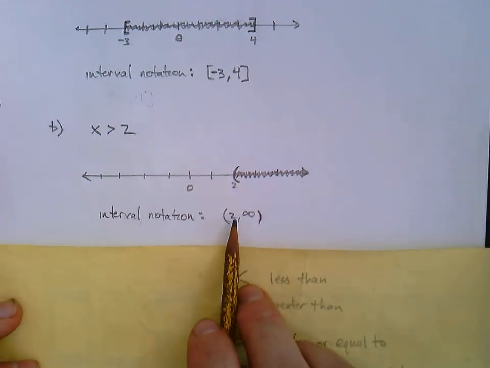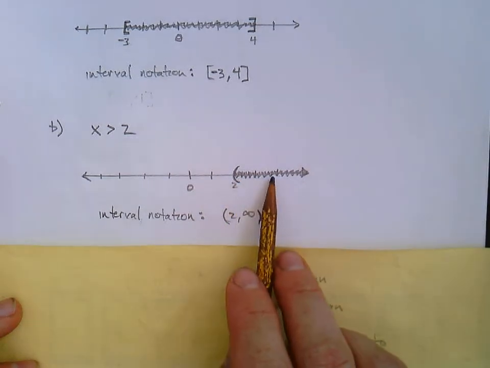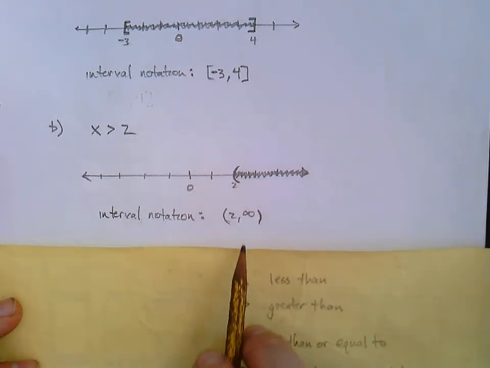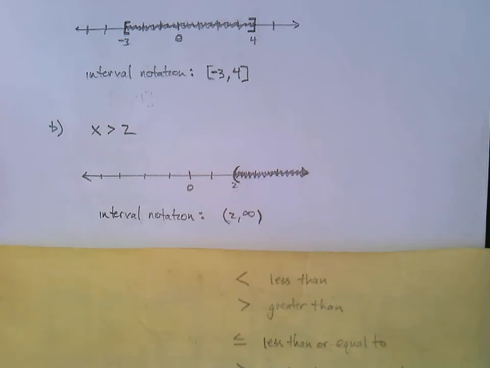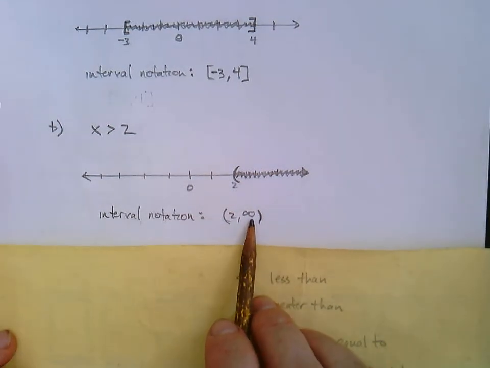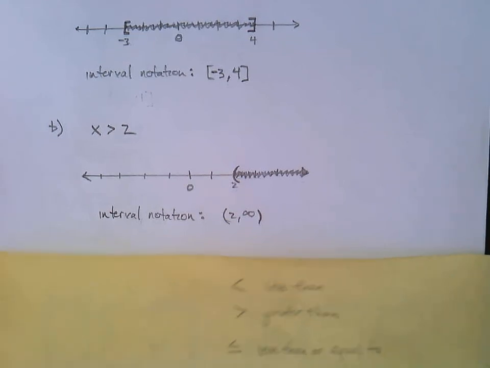Part of that logic is, like the 2, we don't want to include 2 itself because it's all the numbers up to but not to. Infinity, you can never actually get there. So it's all the numbers up to infinity, but you're never actually going to reach that. That's kind of the thinking.